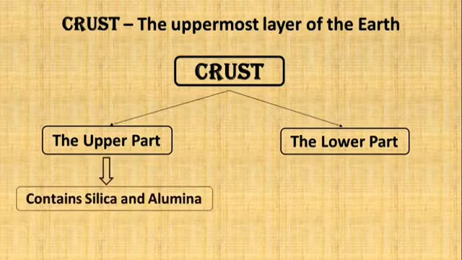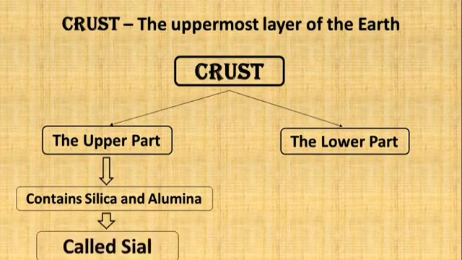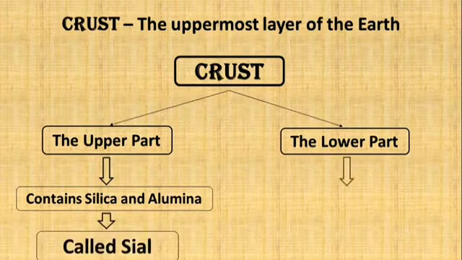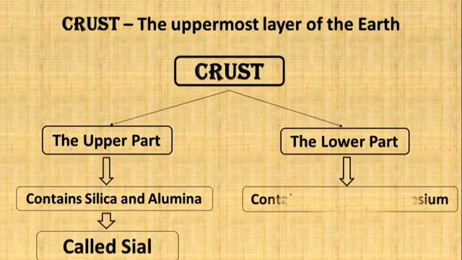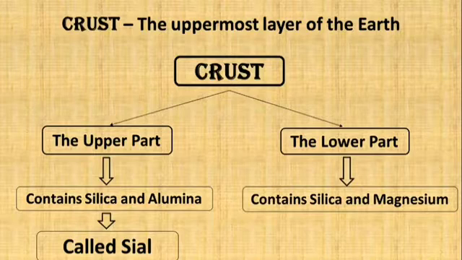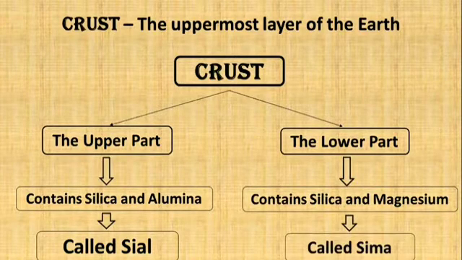It contains minerals mainly of silica and alumina, so it is also referred to as Sial. The lower part forms the ocean floors and consists of minerals mainly of silica and magnesium, so it is also called Sima.